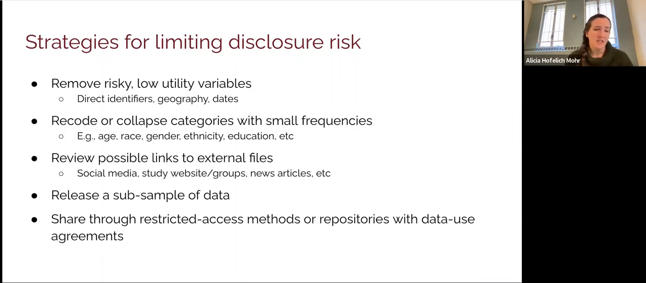Other recommendations: we might redirect them to another repository, or they might release a subsample of data. Usually data we get are already samples, so this is a less common recommendation, but sometimes we do suggest they share through restricted access methods if the removal of these variables really damages the reuse of that data set, or if it's just really difficult to remove these and de-identify.